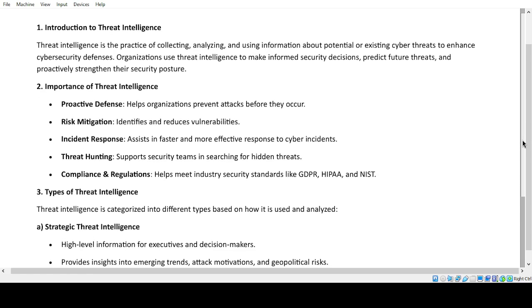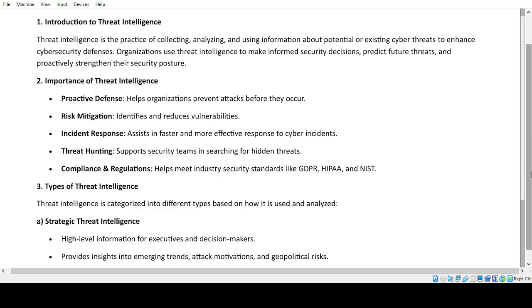1. Introduction to Threat Intelligence. Threat intelligence is the practice of collecting, analyzing, and using information about potential or existing cyber threats to enhance cybersecurity defenses. Organizations use threat intelligence to make informed security decisions, predict future threats, and proactively strengthen their security posture.